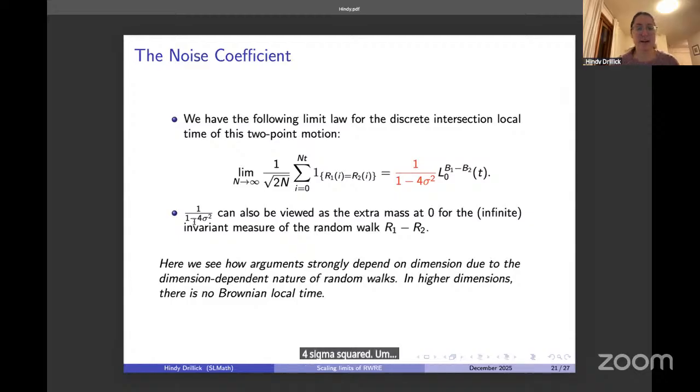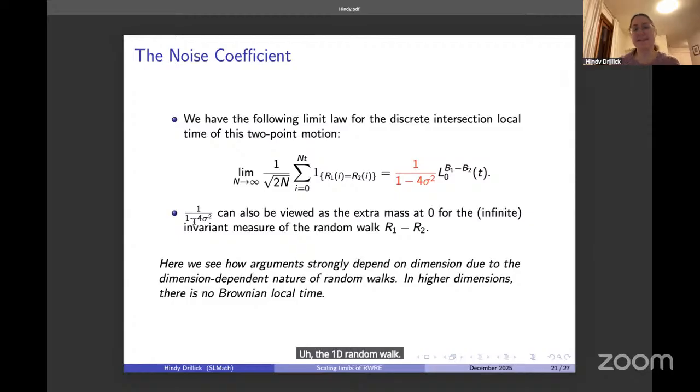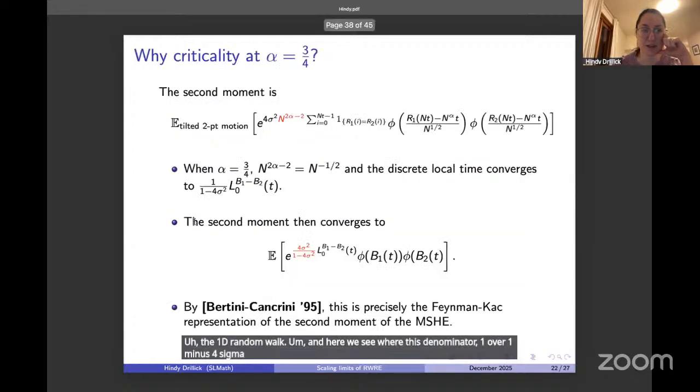So already here, we can see that the arguments really depend on the dimension, because in higher dimensions, we don't have Brownian local time, right? So we're really using the dimension-dependent nature of the 1D random walk. And here we see where this denominator 1 over 1 minus 4 sigma squared comes from.